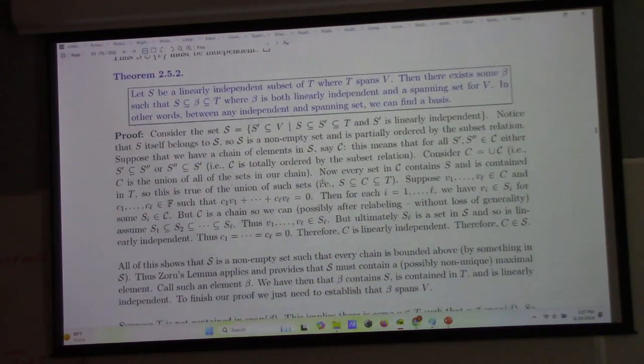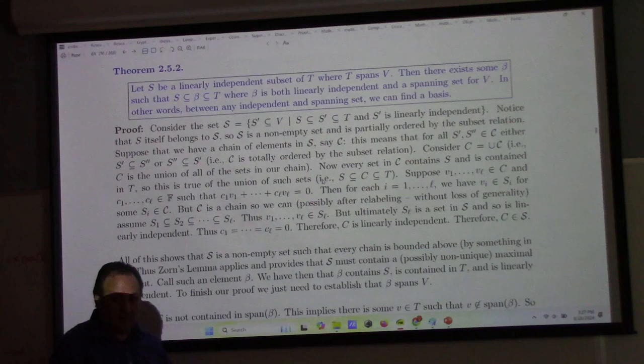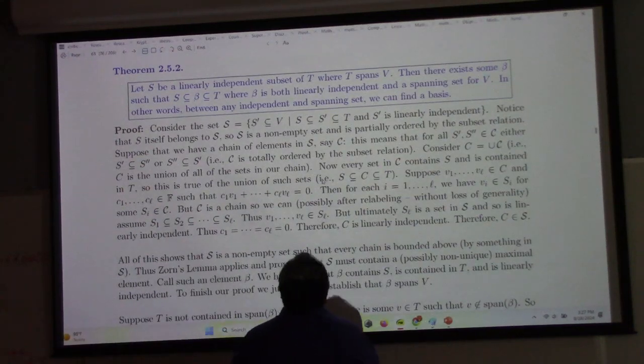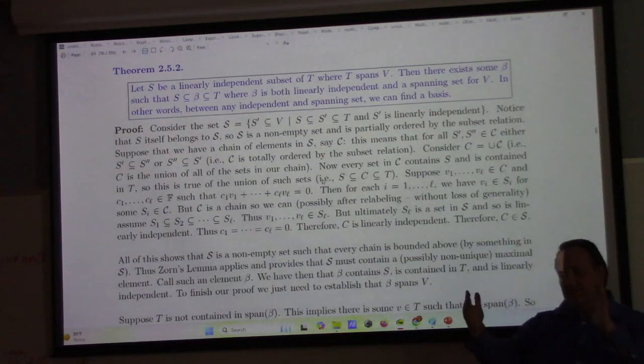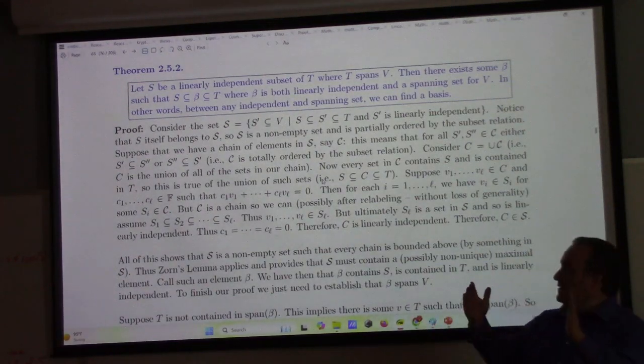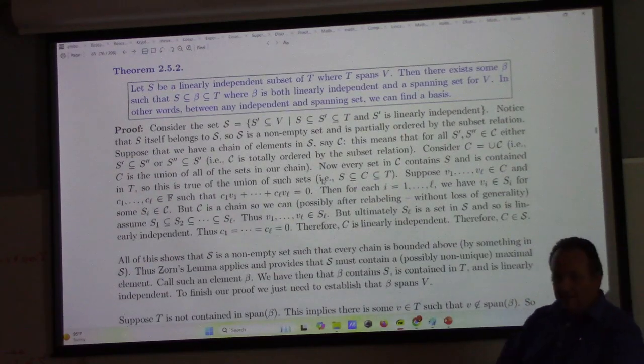So, all right, here it is. What I'm trying to prove right now is the following claim. If S is a linearly independent subset of T, where T is a spanning set for V, then there exists some beta between the linearly independent set and the spanning set, and that beta is both linearly independent and spanning.